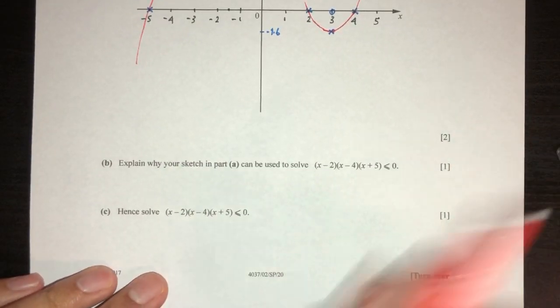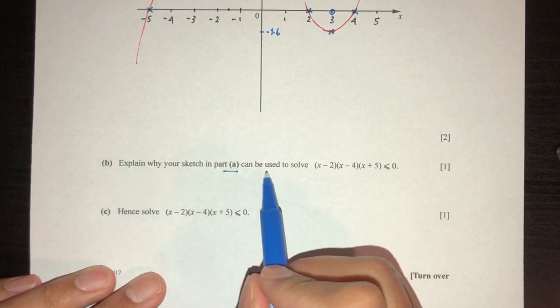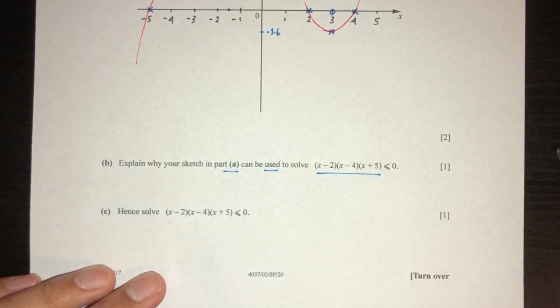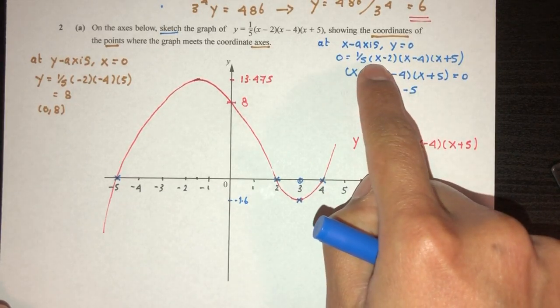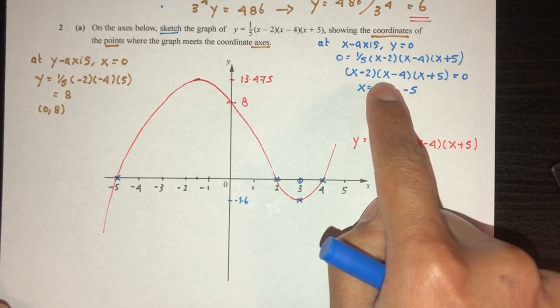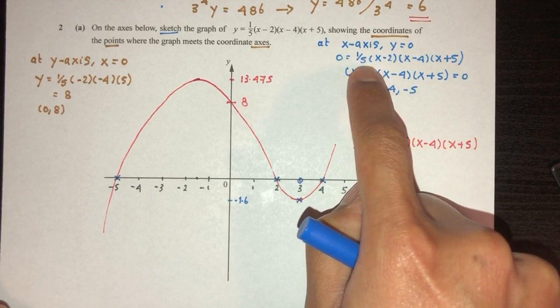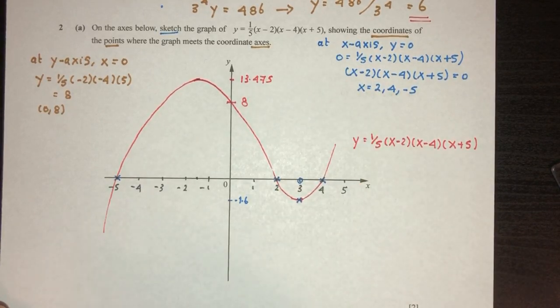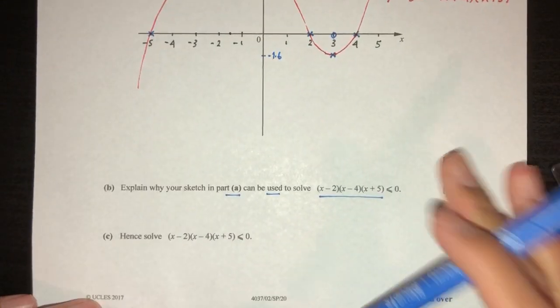Now for part B, explain why your sketch in part A can be used to solve this equation. So as you can see here, when we solve this equation, it's the same as this, because this one is only a multiple. When we multiply by 5, we remove this one, but the values of x did not change. That's why it's the same as solving this equation. So let's write this down.